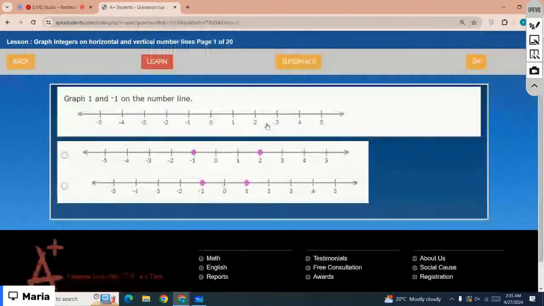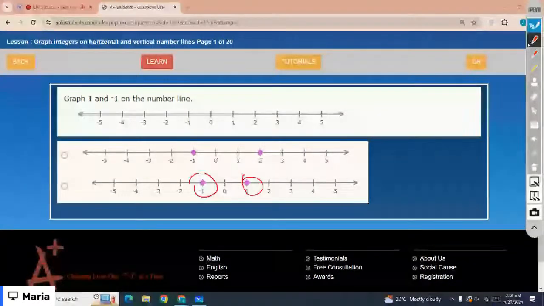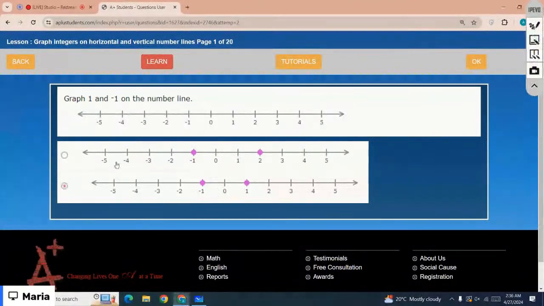Graph 1 and negative 1 on the number line. So you are given two number lines, right? First thing is you need to locate 1 and then negative 1. So you can see here is the negative 1, but here you have 2, negative 1 and 1 on the number line. So the second one is the correct option. The correct option is option number 2.